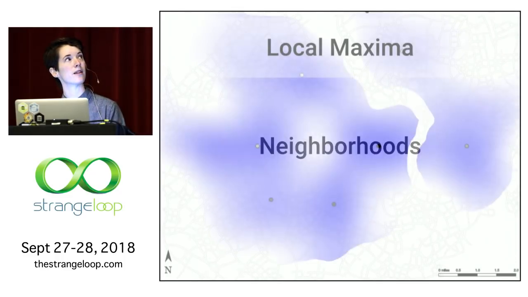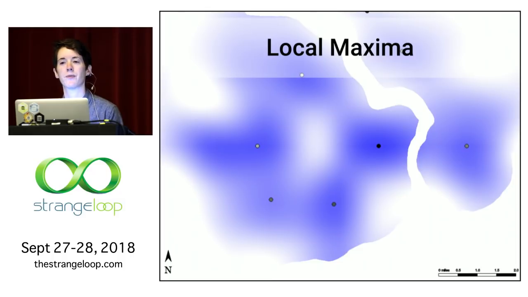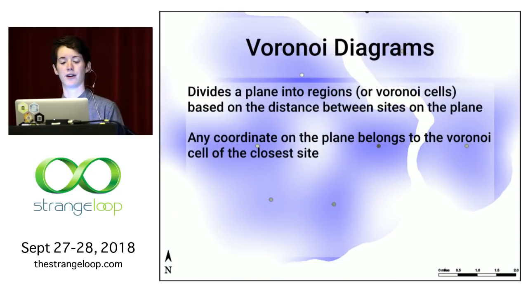And now I want to define what those neighborhoods are. So I got the local maxima of this map. And then I did a Voronoi diagram. A Voronoi diagram divides a plane into regions, or Voronoi cells, or neighborhoods, based on the distance between sites, or in this case, local maxima, that are on the plane.